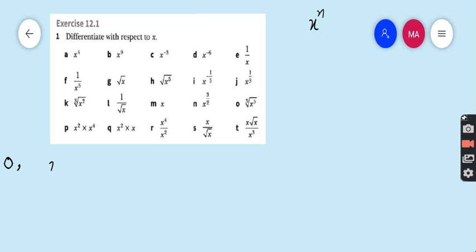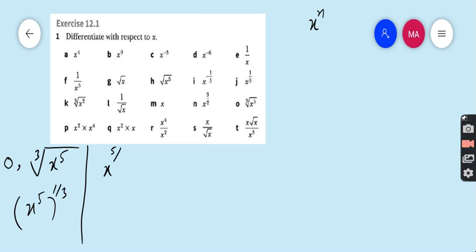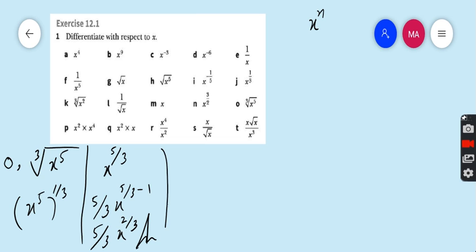Part O is x to the power 5 cube root. So cube root means 1 upon 3. Power to the power is multiply. 5 ones are 5. 5 upon 3. Power right first. 5 upon 3 minus 1. 3 ones are 3. 5 minus 3 is 2. 2 upon 3. So the final answer is 5 upon 3 x to the power 2 upon 3. Move to part P.